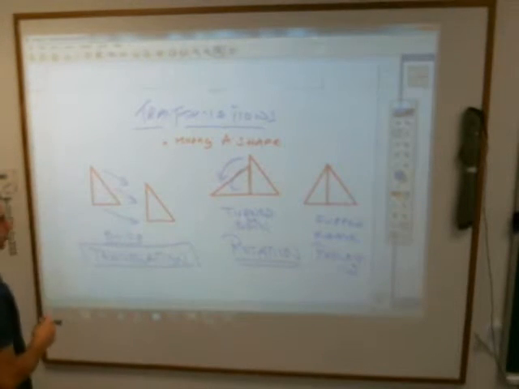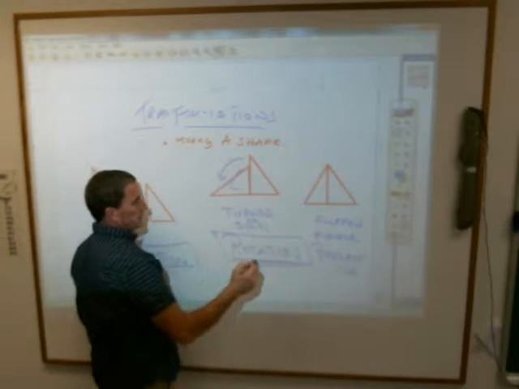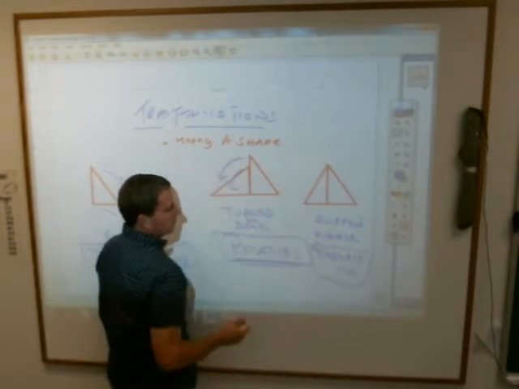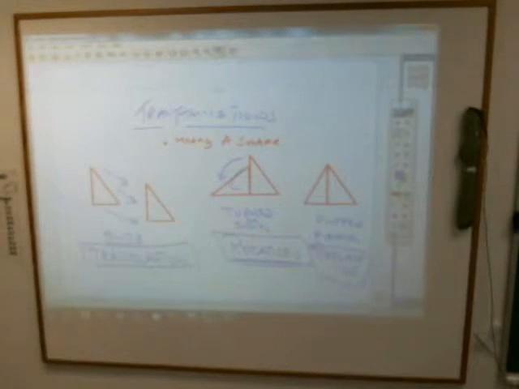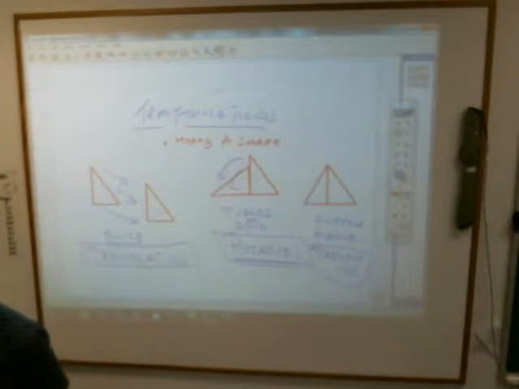So those are the three different ways that you can transform things, and you need to know their mathematical names, not our little names. So you can either translate them, rotate them, or reflect them. Those are your three different transformations there.